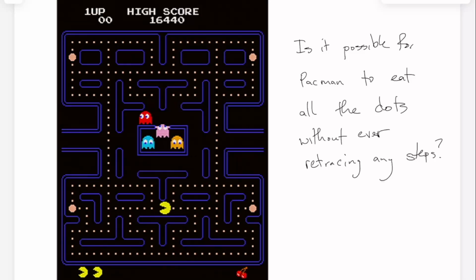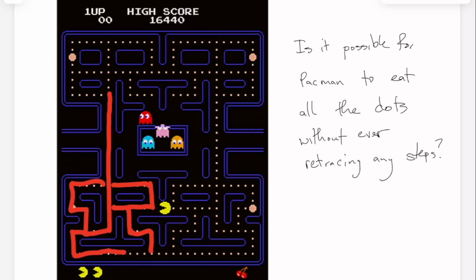I'm going to draw edges just following where the dots are, right? Because these are the places where Pac-Man needs to go. And remember, the question is, the best possible way to play this game would be if you could somehow cover all of this ground without ever retracing any steps, because of course you want to finish as fast as possible because the ghosts are trying to kill you.